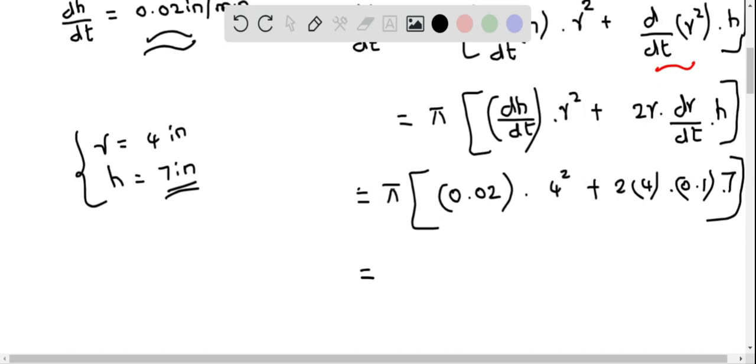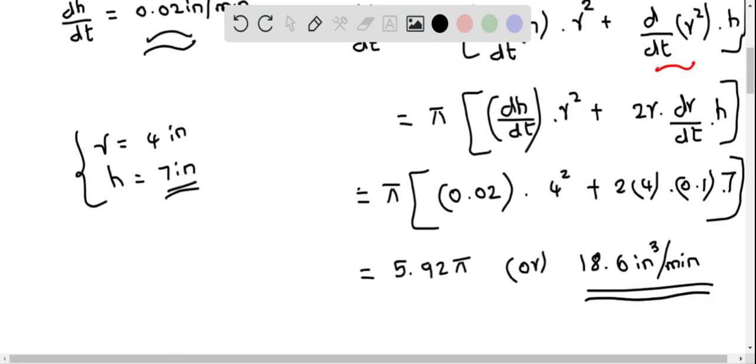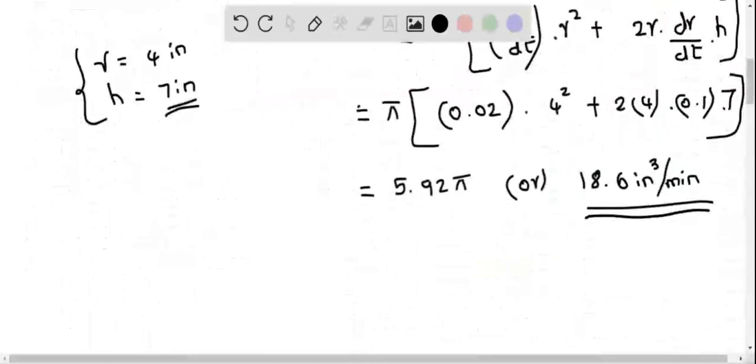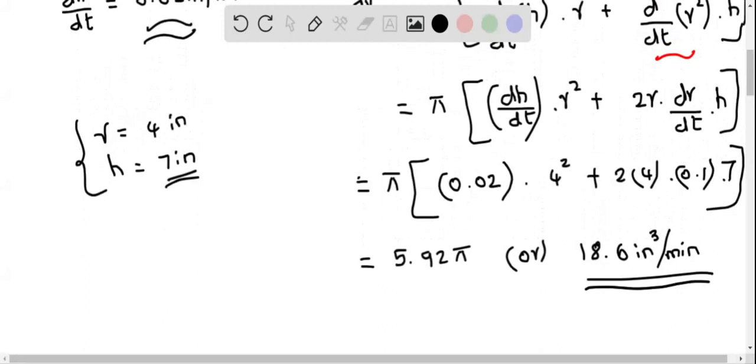So when we actually plug this into the calculator, we get approximately 5.92 pi, or if you convert this to decimals, we get it as 18.6 inch cube per minute. Since it is rate of change of volume, we have to put the unit in terms of cubic units. So that is why I have put this in terms of cubic inches. So the answer for the first part, that is the rate at which volume is increasing, is 18.6 cubic inches per minute.